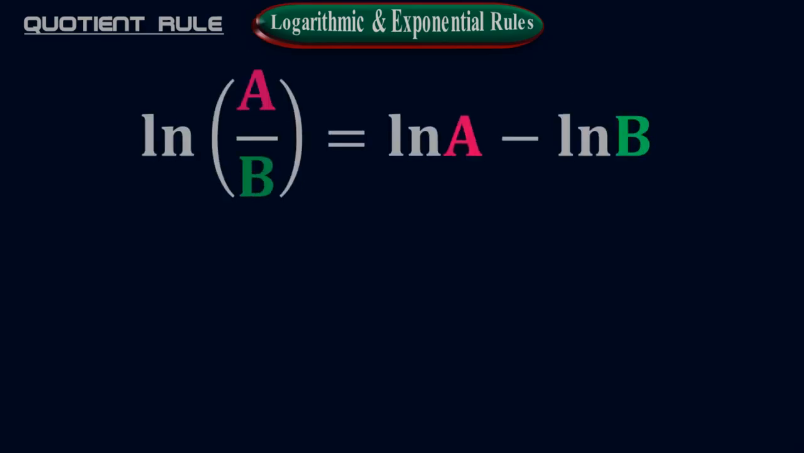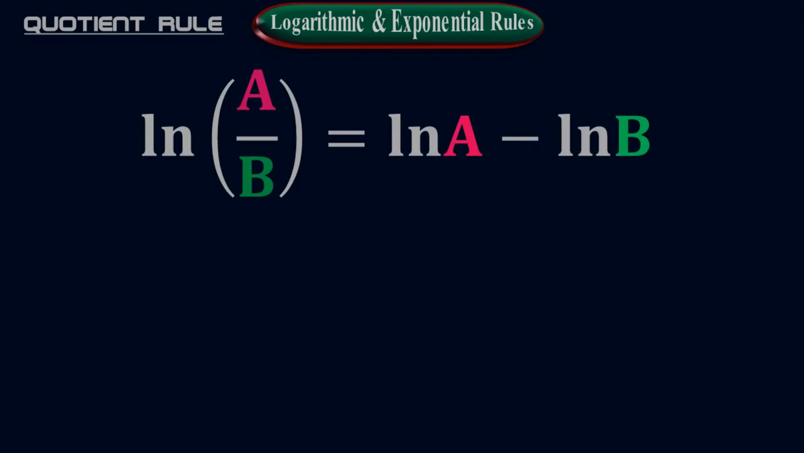My second logarithmic rule is the quotient rule. It is the rule which is used when we have the function in fractional form. For example, if I have natural log of a over b, it equals natural log of a minus natural log of b. Remember, in the product rule, we have the product of a and b. But in the quotient rule, we have the function in fractional form, function a over function b. Quotient means the fractional form of the function. So in such a case, it equals natural log a minus natural log b.